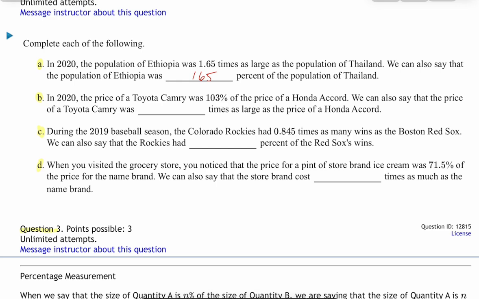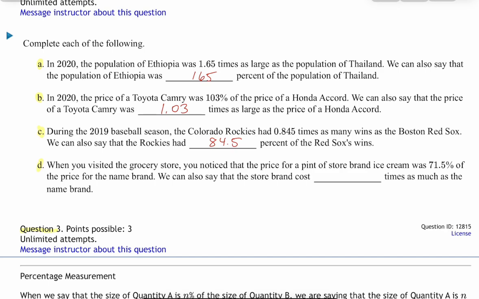B, in 2020, the price of a Toyota Camry was 103% of the Honda Accord. We can also say that the price of the Toyota Camry was 1.03 times as large. And then C says the Colorado Rockies had 0.845 times as many wins as the Boston Red Sox. We can say that the Rockies had what percentage? So now let's just change that to a percentage. Move it over 2 places to the right. So that's 84.5%.